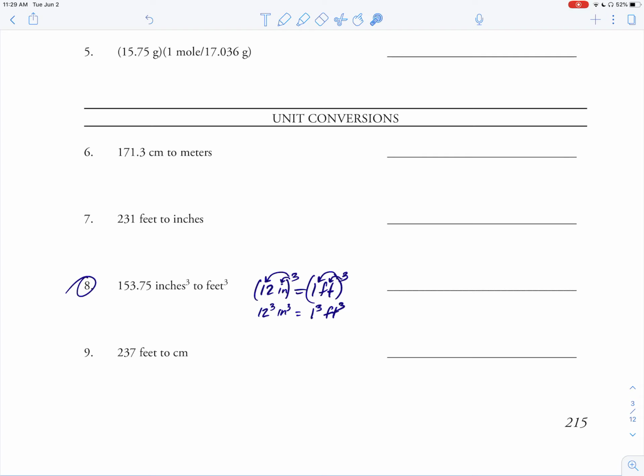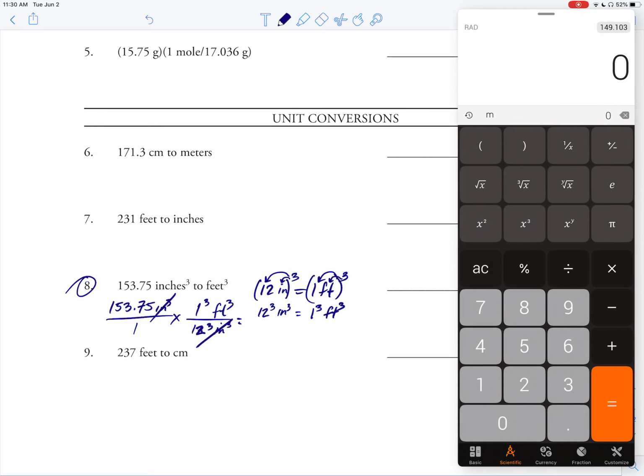So use this form of the conversion factor to make sure that you're putting the correct components into this dimensional analysis problem. So I take 153.75 inches cubed, and then I'm going to take my 12 cubed inches cubed and convert that to feet cubed. And my inches cubed will cancel out, and then you just do your problem here. So if you take 153.75, and you can multiply times 1 cubed, which is just multiplying by 1, which is 153.75. And then you could divide by 12 cubed. And there you go. So that's your answer.